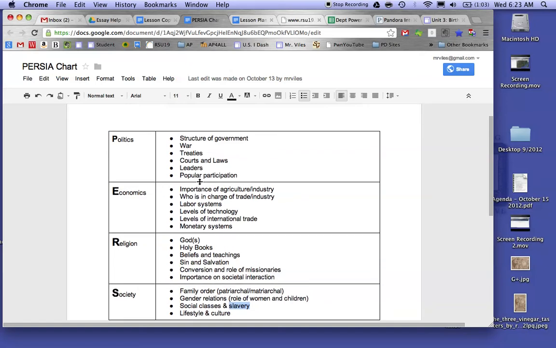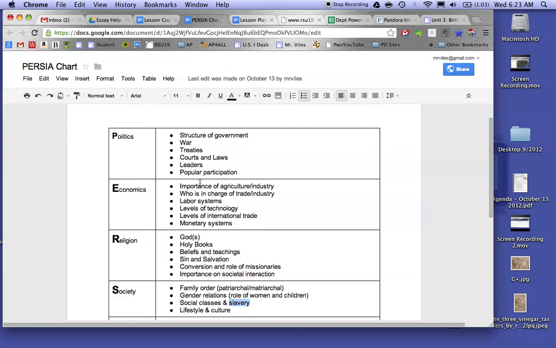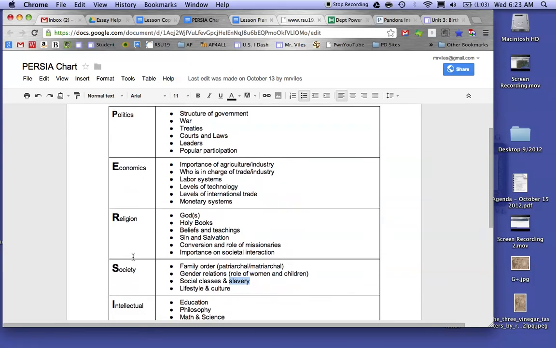Okay, so why do we focus on this morning? Well, your DBQ is going to ask you to focus on two themes, politics and society. And so we want to understand what these two things mean. If you are confused during the day about what would be politics, what would be a social theme, come back to this document. It's in your essay help folder.